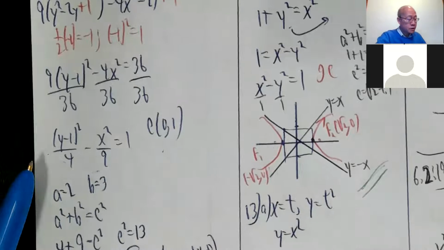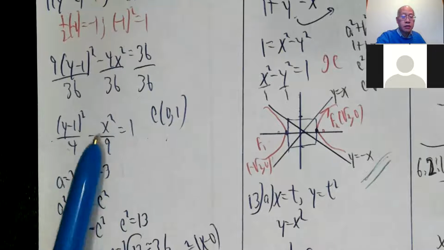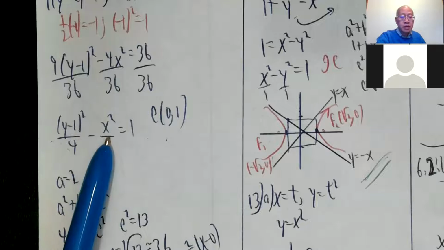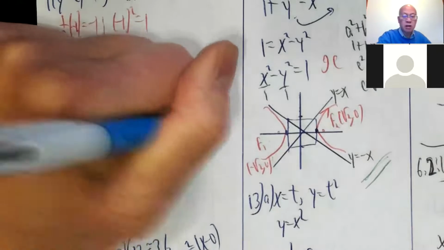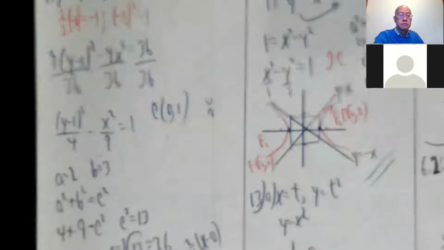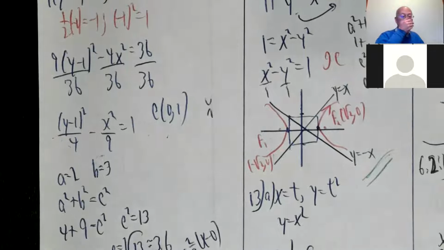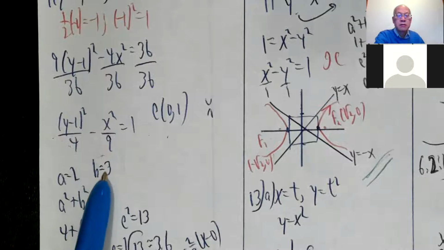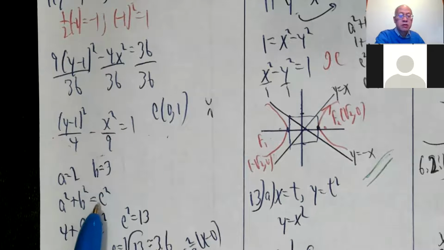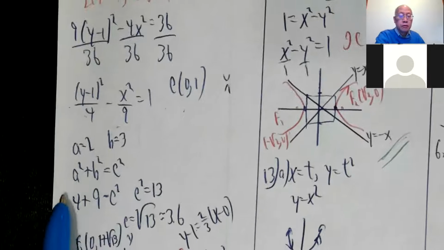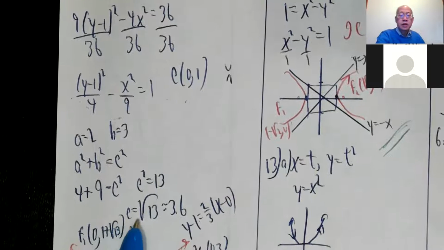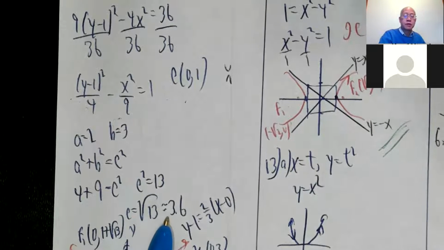This tells me the center is (0, 1). There's a negative, so it's a hyperbola. Y is positive, x is negative, so the graph is going to go up and down. A is the square root of this number, which is 2. B is the square root of this number, which is 3. A squared plus B squared equals C squared. 4 plus 9 is C squared. C squared is 13. C equals radical 13, which is roughly 3.6.